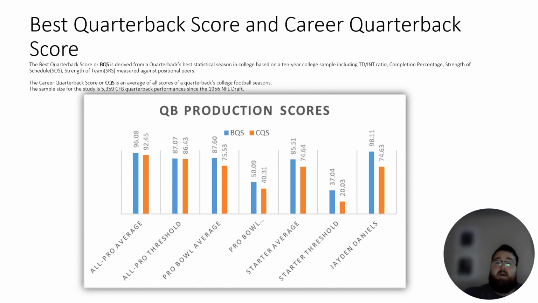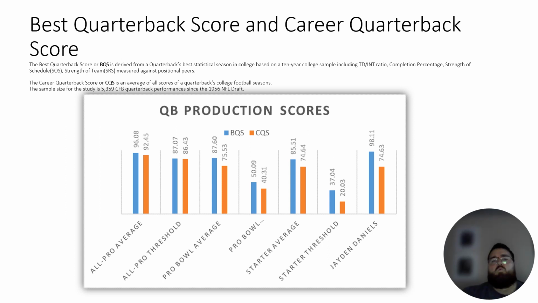When you look at the Pro Bowl average, the average is 87.60 out of 100. The threshold is 50.09 out of 100. The starter average is 85.51, and the threshold is 37.04 out of 100. Jayden Daniels had a 98.11 best quarterback production score last year in 2023, which is why he won the Heisman. He was probably the most productive quarterback in college football last year based on his overall data.